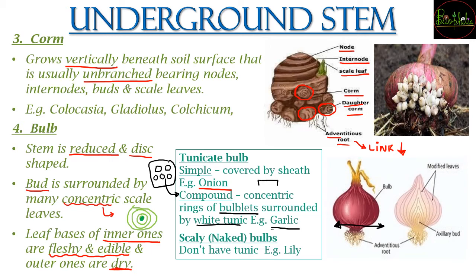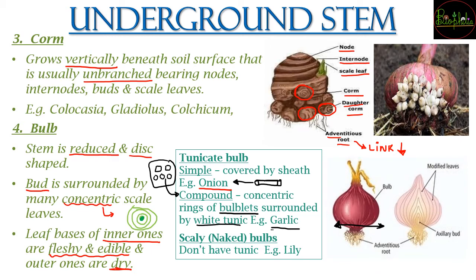जबकि आपने अगर एक complete 5 रुपए की डेयरी मिल्क खरीद ली, that is going to be nothing but a simple tunicate bulb having a single wrapper. So like that you can remember the simple and the compound tunicate bulb.